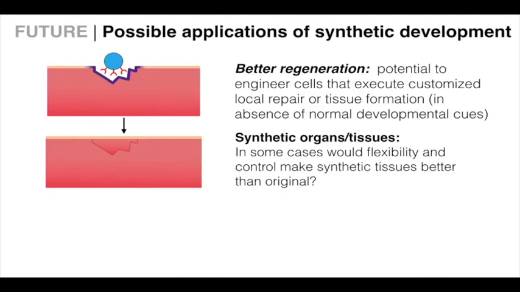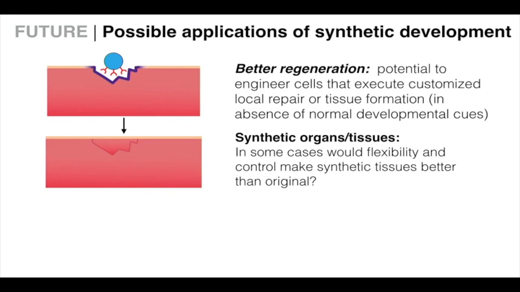So just to end, I think there are some really interesting possible applications for synthetic development. One of the big challenges of regeneration is that the field has largely become about organoids as disease models, and less so about actually repairing or building tissues. And I think part of that problem is that these cells are programmed to do the right thing only in the right context of development, and many of those cues are missing.